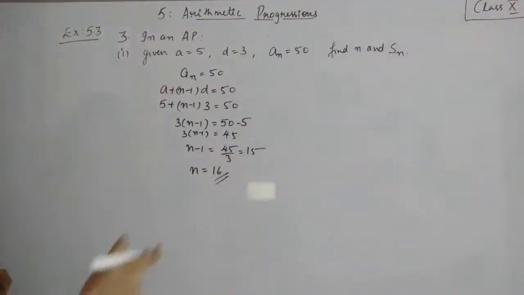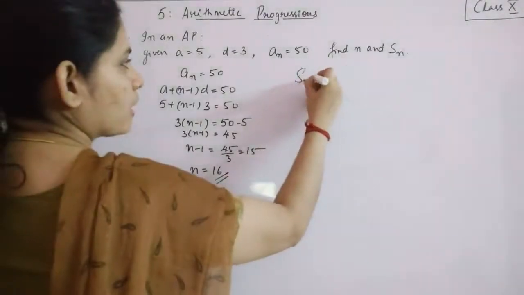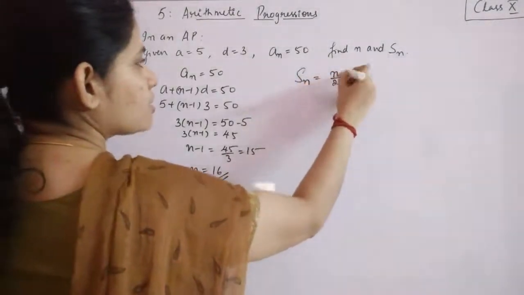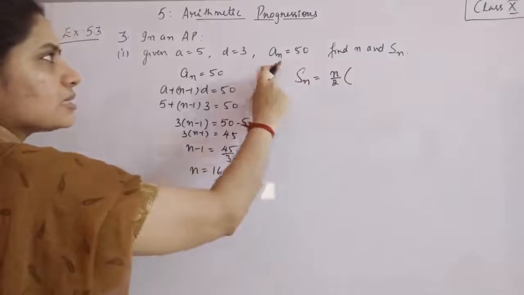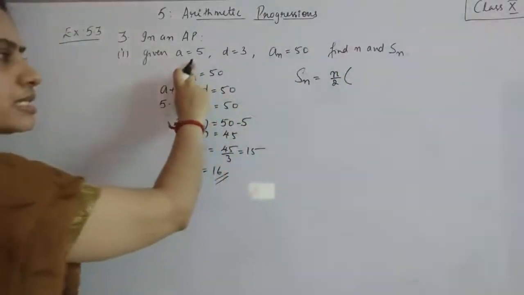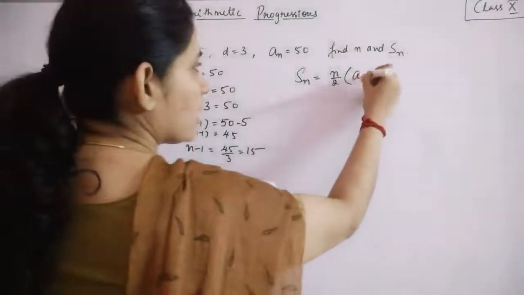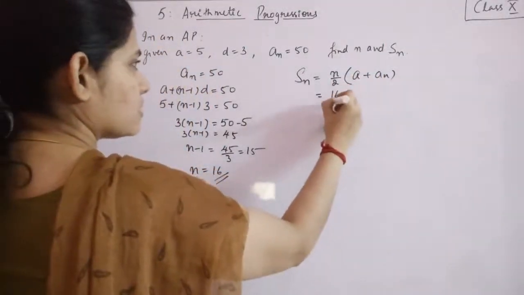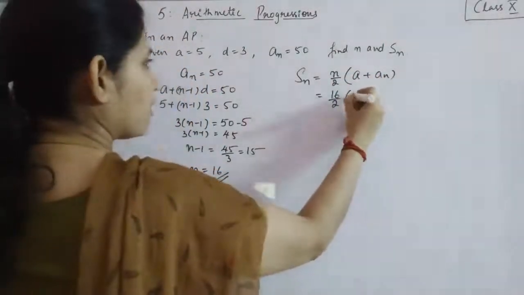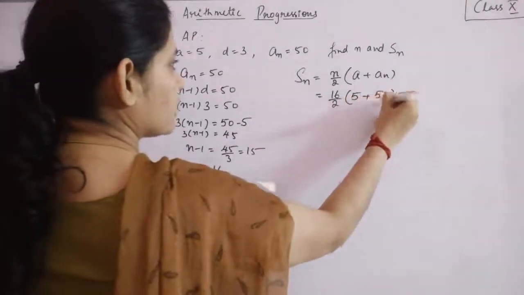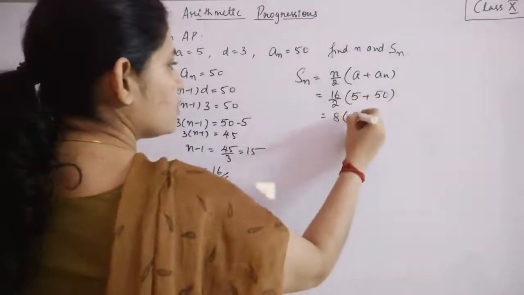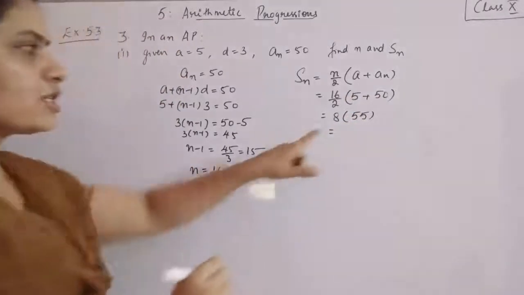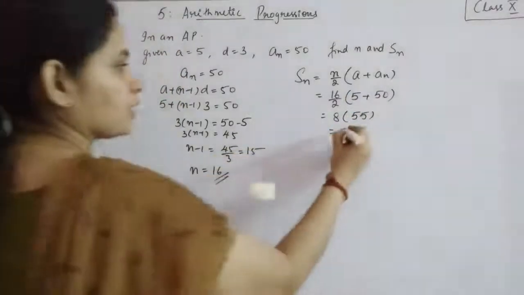Now you need to find out what Sn is equal to. Since you know the last term and the first term, you can use the formula Sn equal to n by 2 into (a plus an). What is n? 16. So it is 16 by 2 into (a, 5, plus an, 50). So you'll get 8 into 55, which is 440.